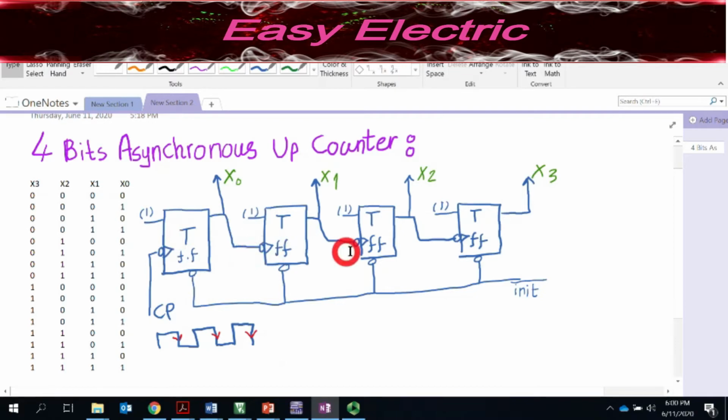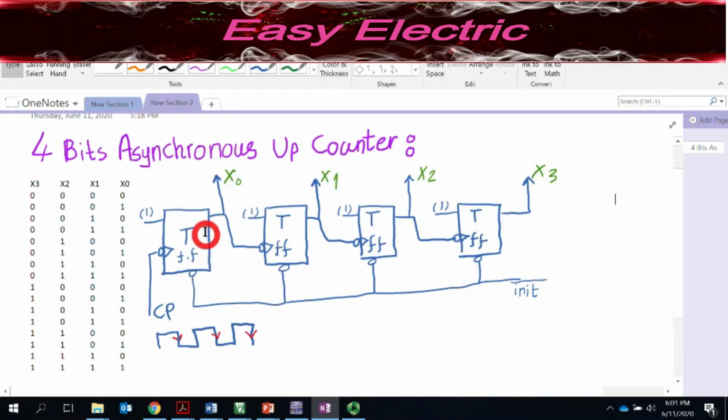Here our flip-flop is sensitive to the falling edge. So you activate this initial input, you have the 0, and then whenever it sees the first falling edge, it should go to 1. Whenever it sees the second falling edge, the next should be 2, the next falling edge should be 3, and at the last one, the 15th falling edge, it should be 15, and then again it should go back to 0. So this is the design of the 4-bit asynchronous up counter.